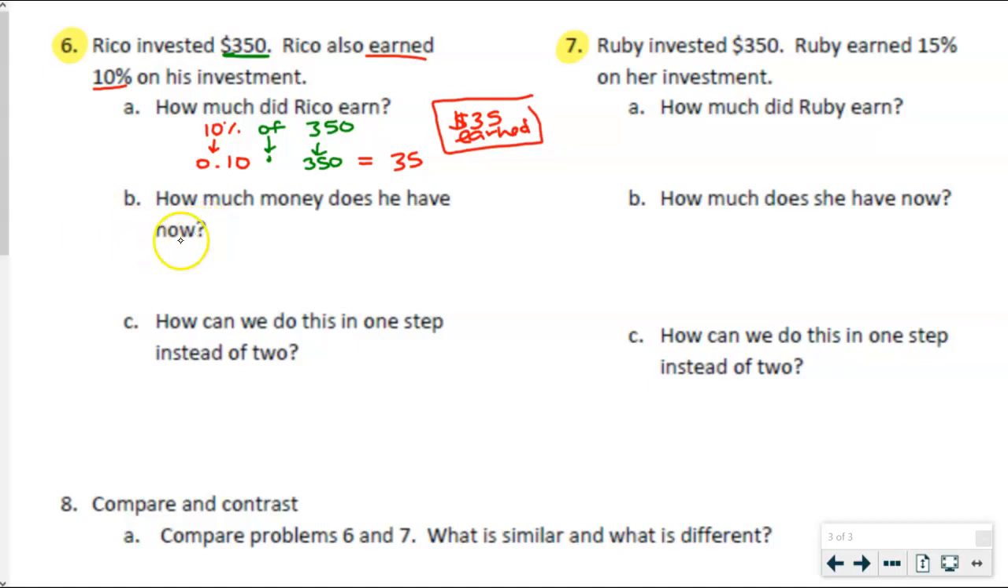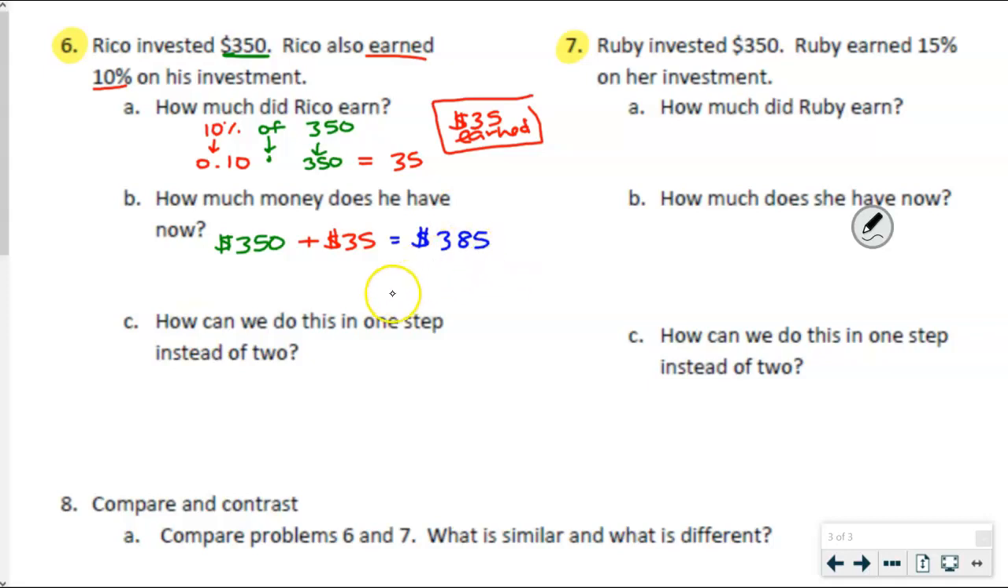How much money does Rico have now? Well, Rico still has his $350 investment. In addition to that $350 investment, he has an additional, that means I'm adding $35. So 350 plus $35 is equal to $385 total. How can we do this in one step?